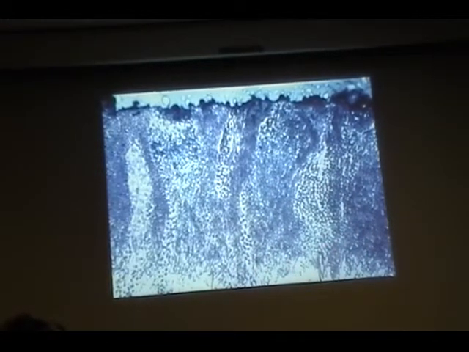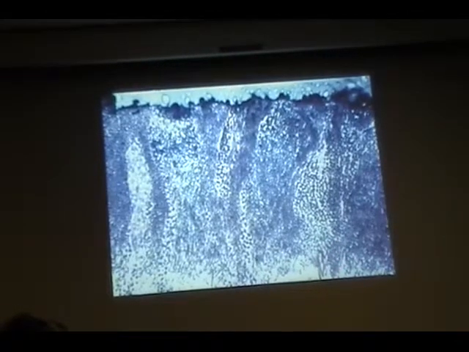And this is really something new back in the early 70s when they saw these kinds of organisms appearing at the early stages of gingivitis.